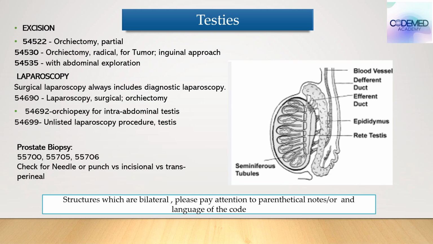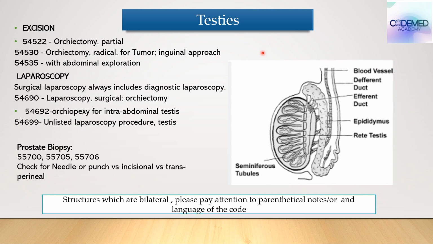Next, we move to the testes. On the testes, we usually carry out orchiectomy, that is removal of the testes. Testes are two in number, so either we carry it out on a single side or on both sides. Sometimes we use the word partial, sometimes the word radical. Radical orchiectomy is usually when you are taking not only the testes but the surrounding tissue also, and there the approach is important.